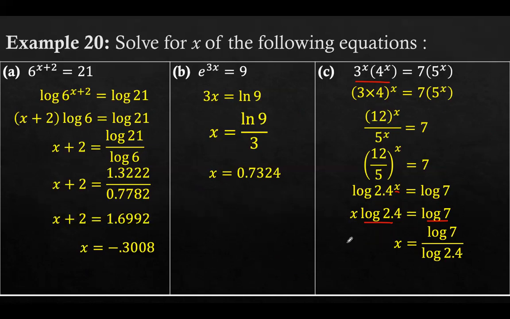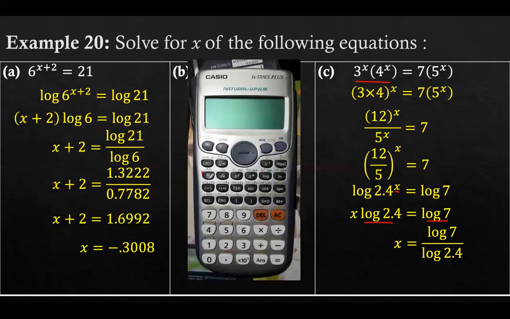So by using your calculator again, using this pattern, log 7 for the numerator and log 2.4 for the denominator, equal. So you get your answer, 2.223. All right, so this is how you solve for x for an equation involving index numbers where you cannot solve by equating both sides with the same base. So you need to use log to solve.